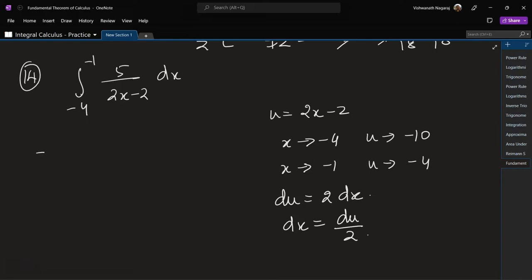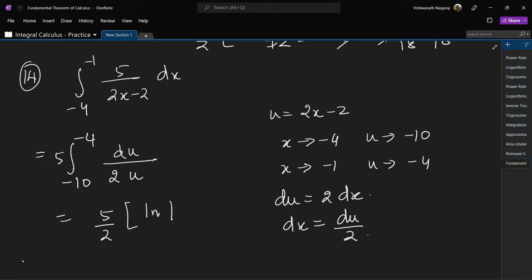Okay, now we have that in place, so let's do the substitutions. Minus 10 to minus 4 of 5, we can take it out, and then we get du by 2 times. If we take the integral of this, 2 can come out, so we have 1 by u du, which is nothing but natural log of u, from minus 10 to minus 4.